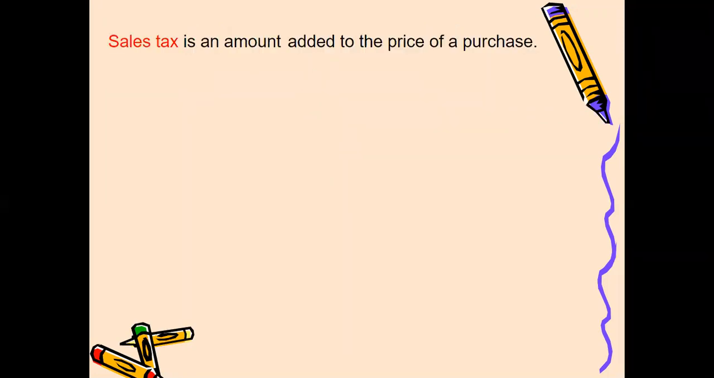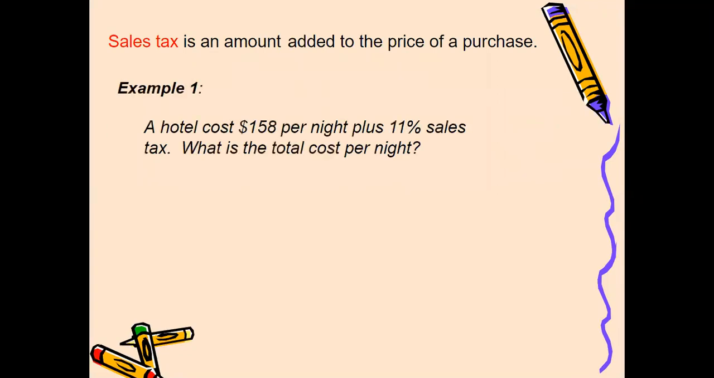So what is sales tax? I can go into a lengthy definition, but for today, I just want to keep it simple. Sales tax is an amount that is added to the price of a purchase. So that's the definition that we're going to move forward with today. And we're going to look at the first example. It reads as such: a hotel costs $158 per night plus 11% sales tax. What is the total cost per night?